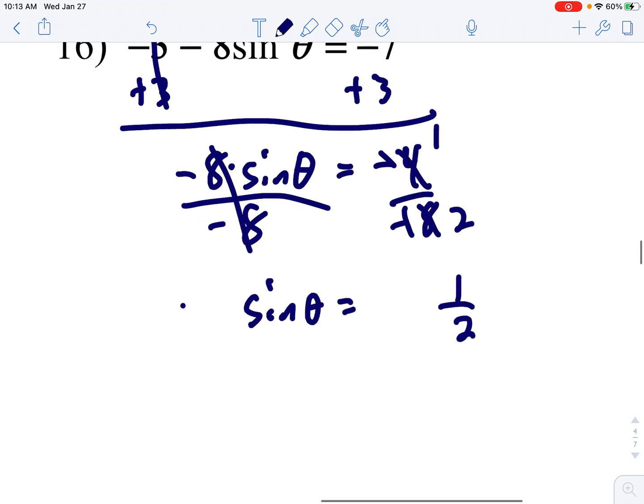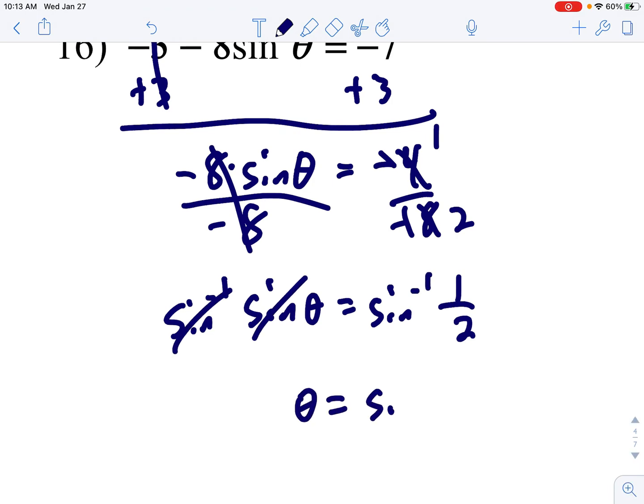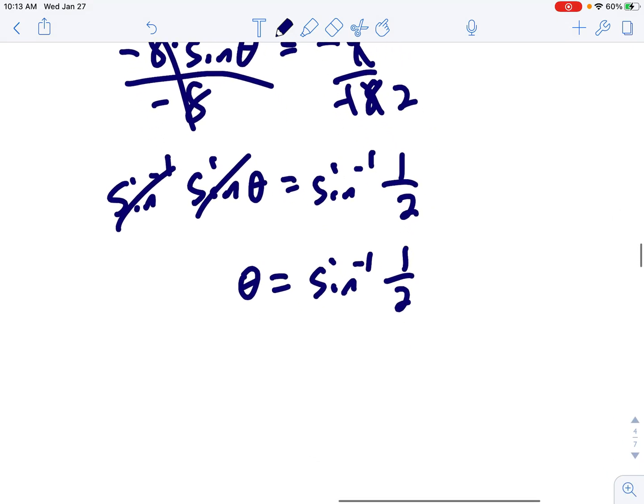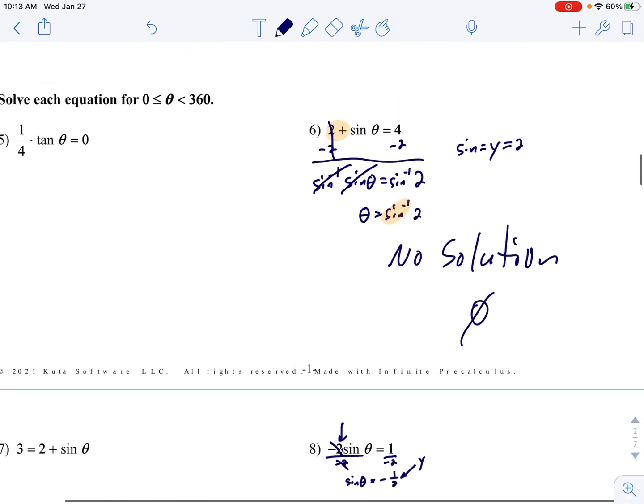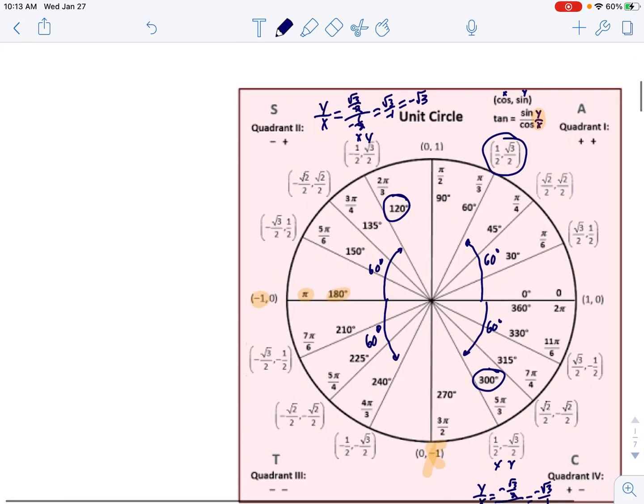I left a space there because the next step is going to be inverse sine of both sides. Cancel that out. So I am doing the inverse sine of 1/2. So sine, again on the unit circle, is a y value. So let's go up here and find any y value that equals 1/2. I guess I might erase all this other junk.